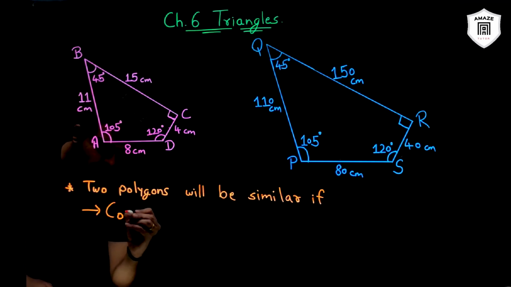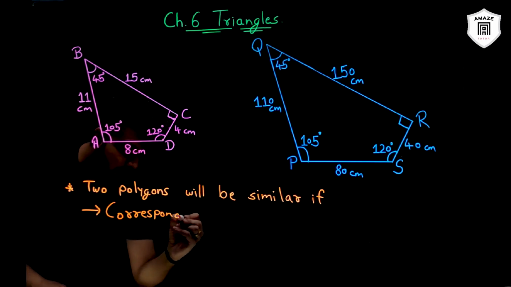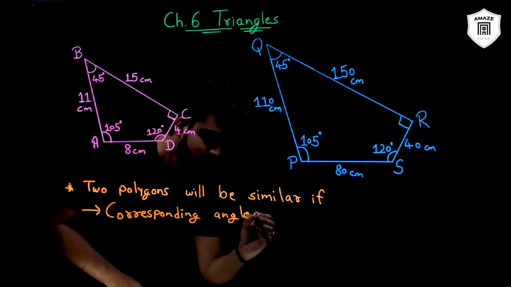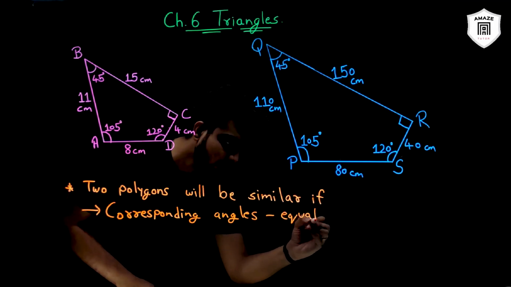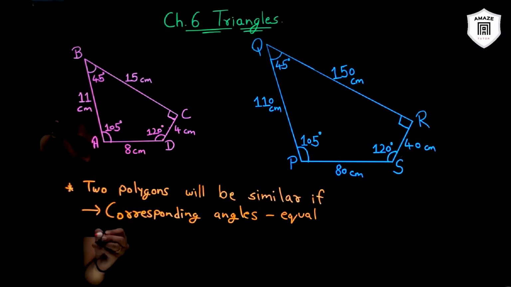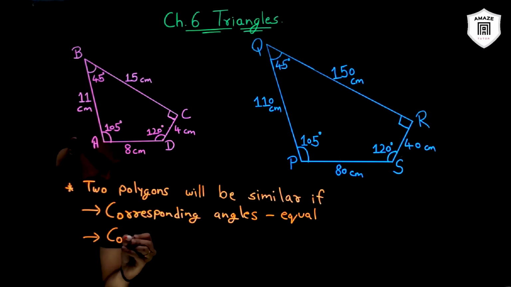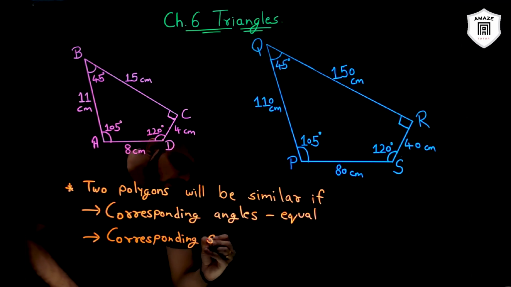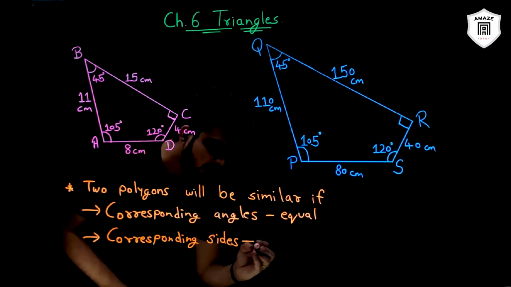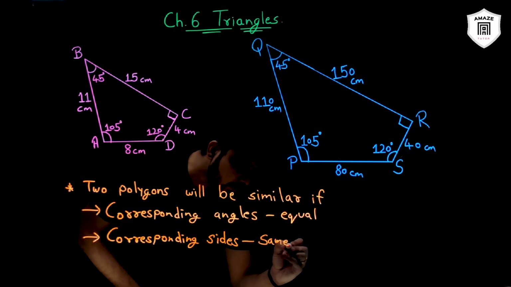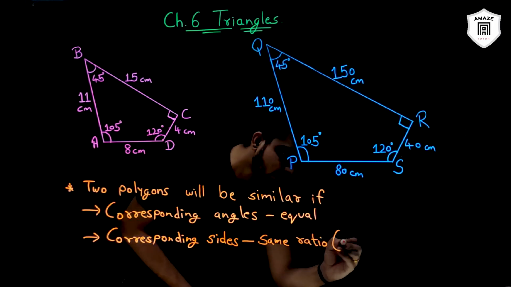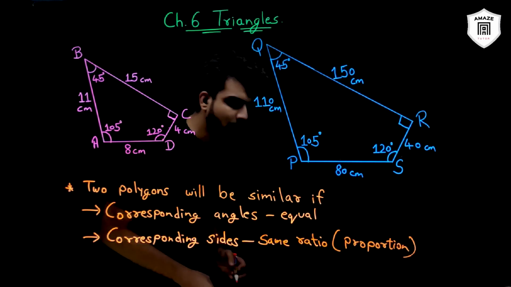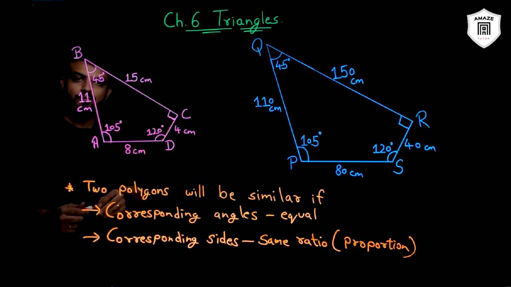So here I am writing corresponding angles to be equal, right? And the next condition is corresponding sides should be in same ratio, or I can say proportion, right? So what do you mean by this? These are the two conditions for any two figures to be similar.